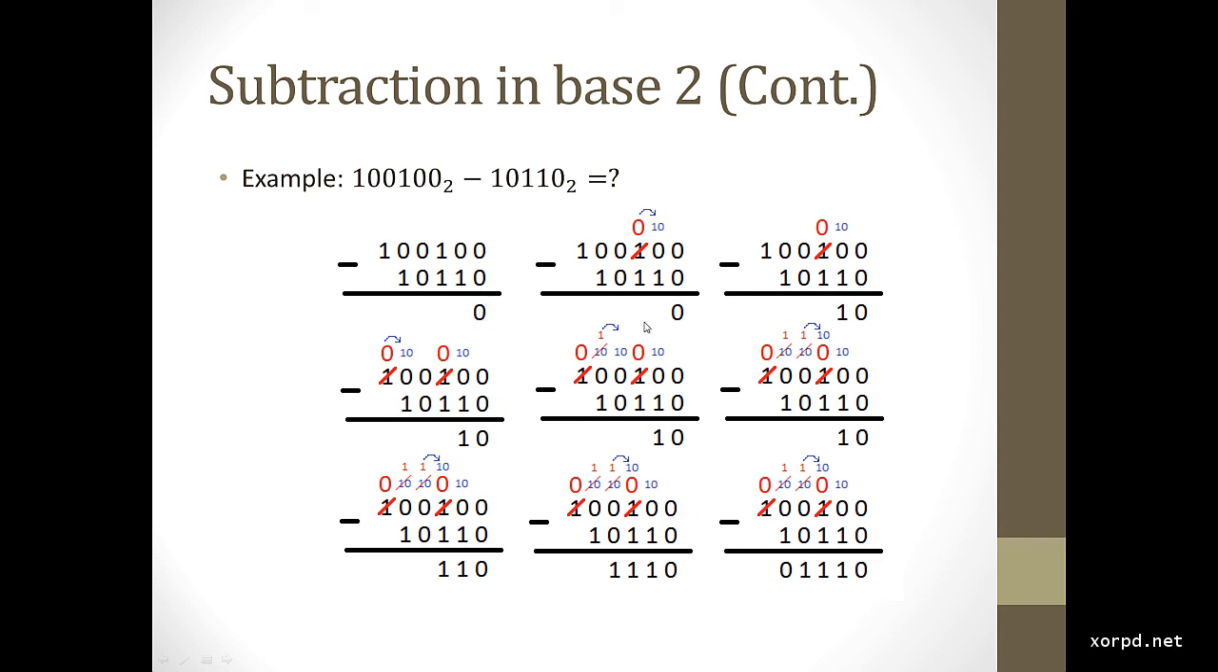Next, we should subtract 0 minus 1, but we cannot do it, so we have to borrow. We borrow from the next digit, which turns this digit into 0, and when we borrow 1 unit, it represents 10 units in the next position. So we just subtract 10 minus 1, and we get 1.